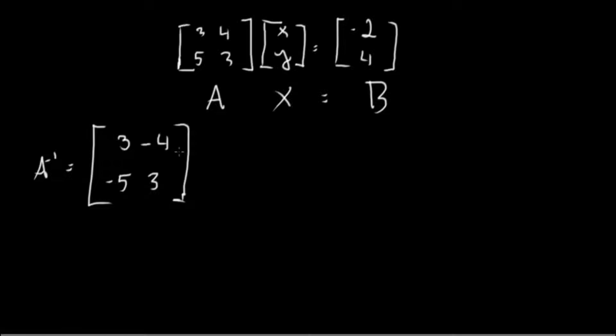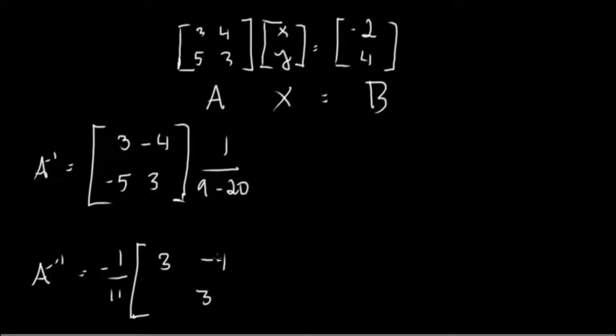Right, that is not the inverse because we also need to multiply by the determinant, 1 over AD minus BC. AD is going to be 9, BC is going to be 20. So we have, what is that, 1 over negative 11. So A inverse at the end of the day is going to be, I'm just going to write it on the outside, negative 1/11 times [3, negative 4, negative 5, 3].